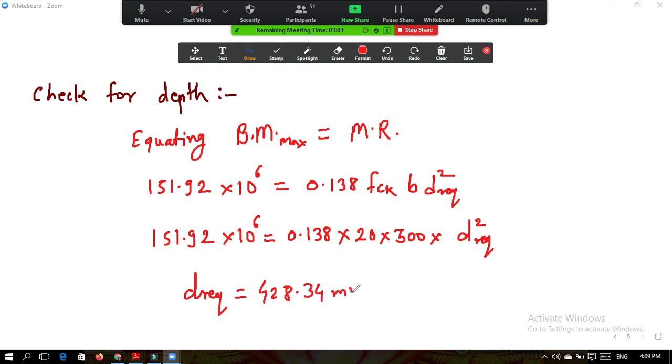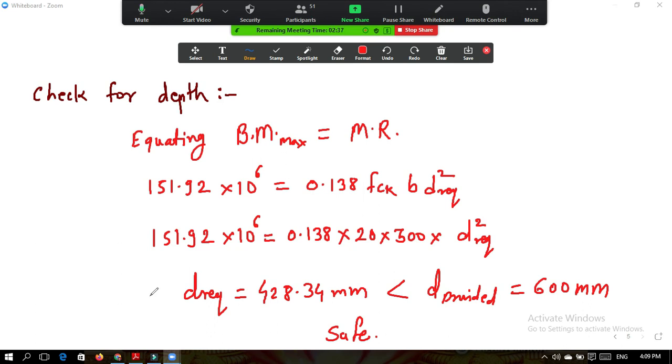428.34. Now check the provided depth. So D required is less than D provided, and what we have provided? We have provided 600 mm. So it is safe. Whatever is required, we have provided more than that. So this is safe. Now do the steel calculation.